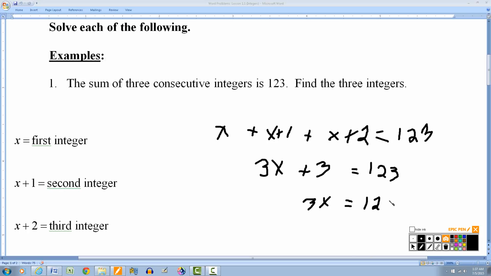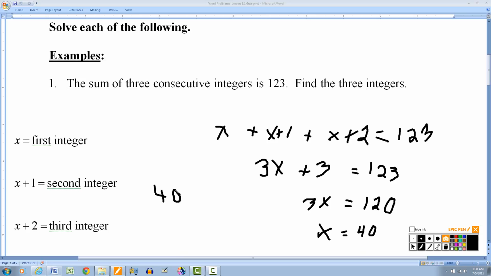I want to solve for x, so I isolate the x. In order to get rid of that 3 on the x, I have to divide both sides by 3. So 3x divided by 3, the 3's cancel out and give me just x. Dividing 3 into 120 gives me 40. So that tells me that x is 40, and what does x represent? That's the first integer. So the first integer is 40.